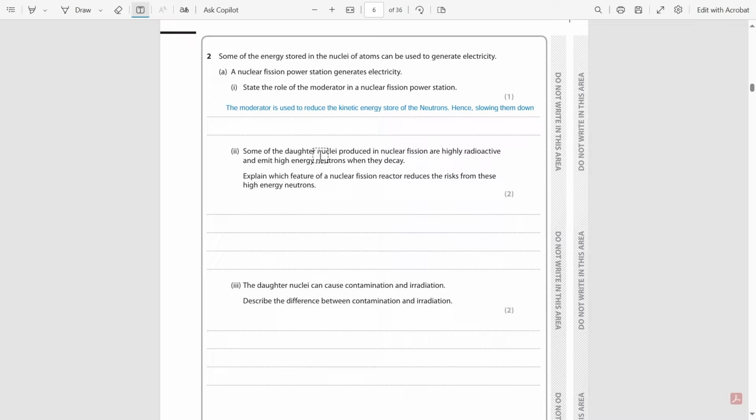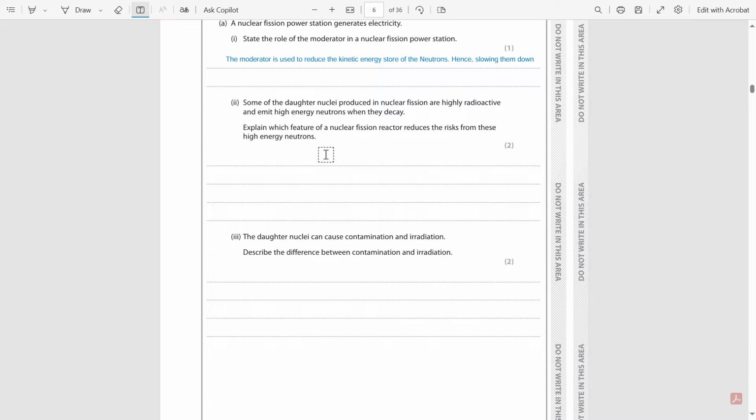Okay. Some of the daughter nuclei produced in the nuclear fission are highly radioactive and emit high energy neutrons when they decay. Explain which feature of a nuclear fission reactor reduces the risks of these. Well, there's 2 things. We could use control rods. Rods absorb excess neutrons.